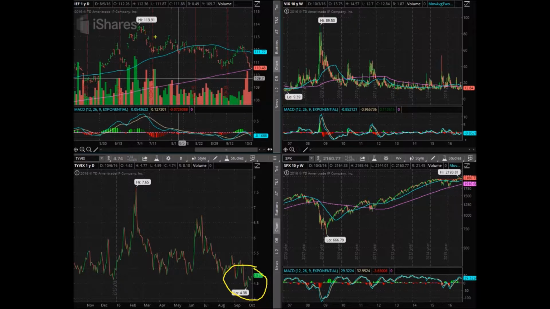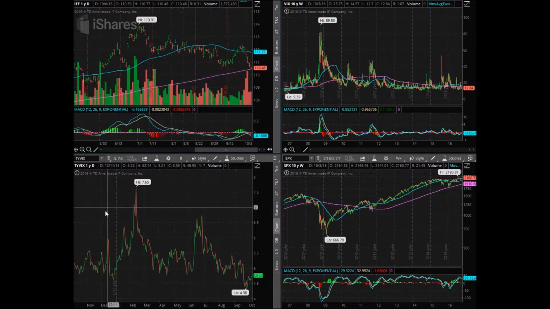But if you look at the overall trend of the 10-year right here, this is a downtrend. So actually rates have been rising on their own. And you can see the downtrend here in the TYVIX as well. And it seems like people are getting more comfortable with rates about where they are.